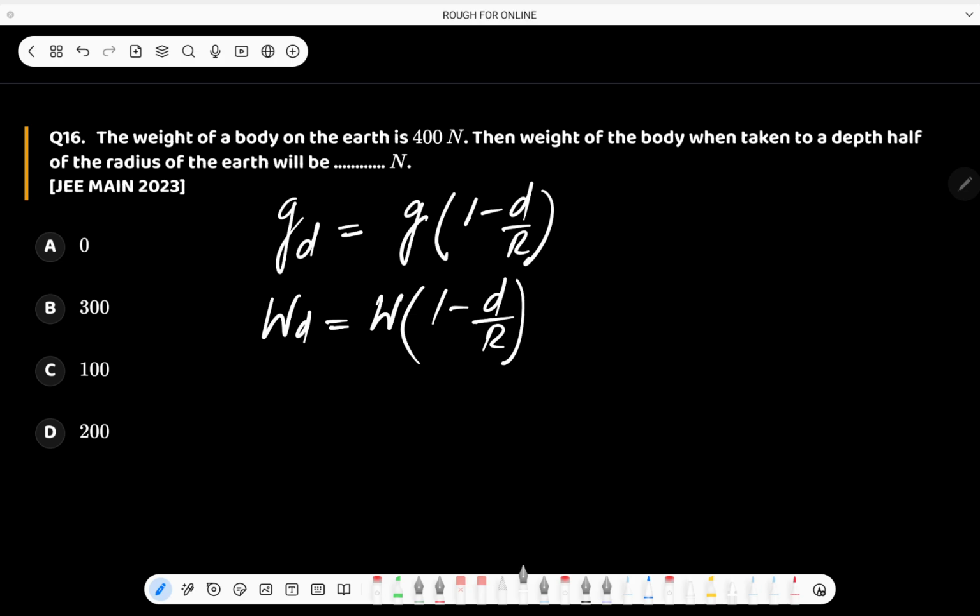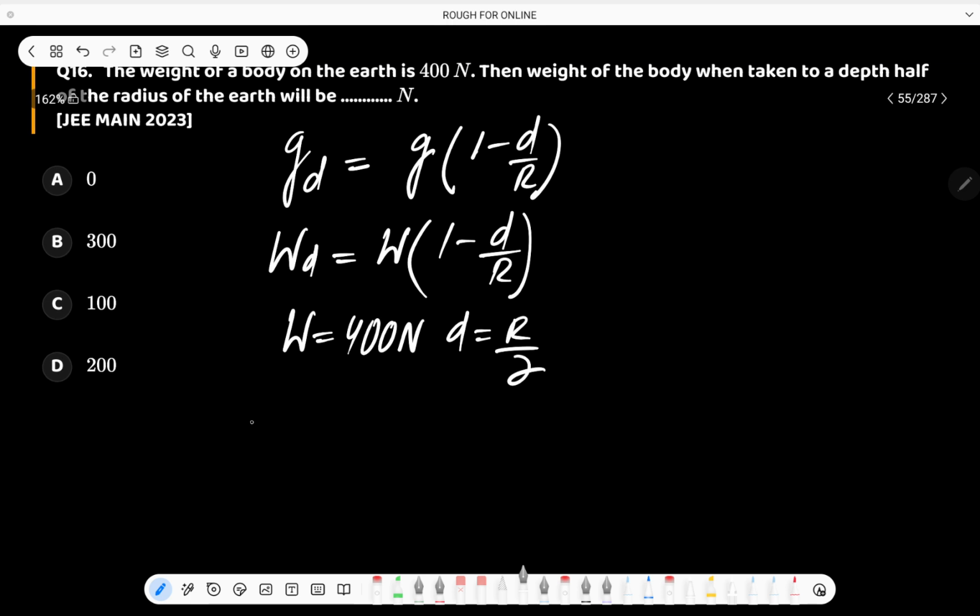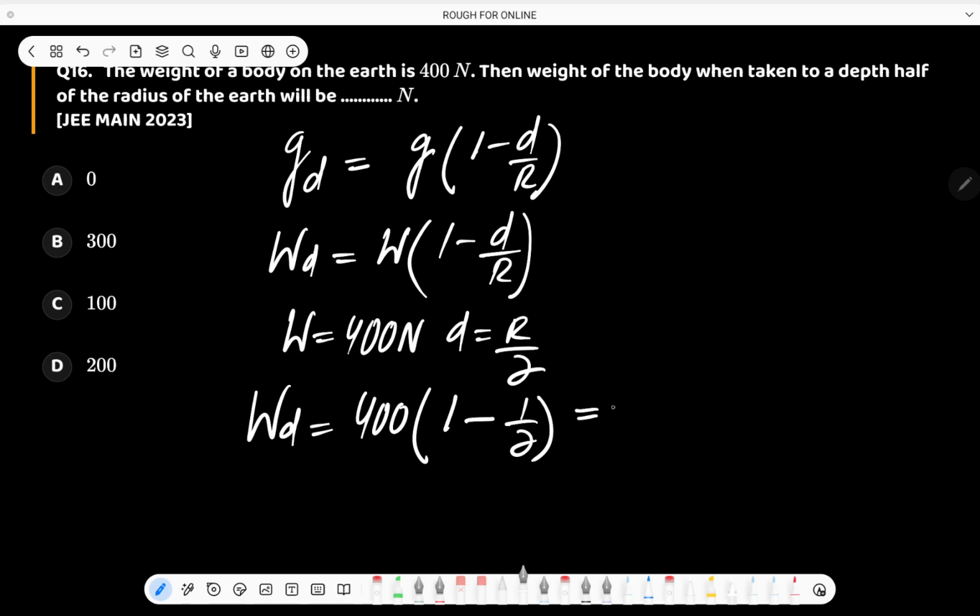Okay, then what is given is W, that's equal to 400. This W is equal to 400 newtons, and d is equal to R divided by 2. Now put these two values here, you can get the value of W_d. W_d will be 400 into 1 minus, from here d by R is equal to 1 by 2. 1 minus 1 by 2 is 1 by 2. 400 by 2 is 200 newtons. So 200 newtons will be the answer.